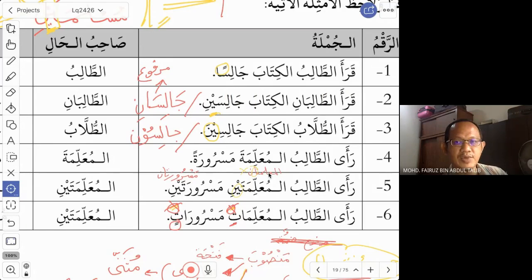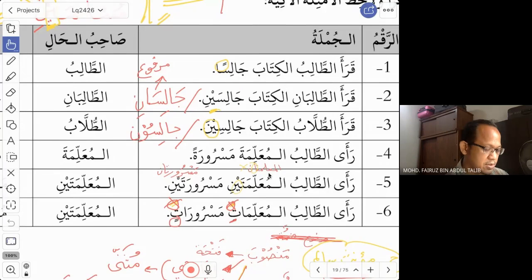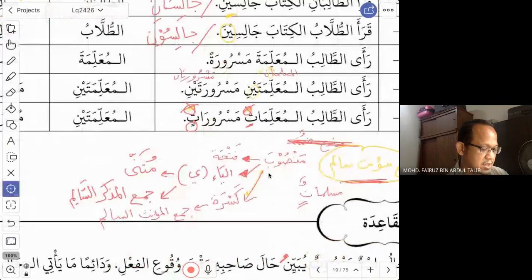So from our lesson, we have seen that hal is always mansub. So when it is mansub, you have to put a fathah. But we have also seen, from your other lessons, that when a word is in the state of mansub, most of the time you will use fathah, but sometimes you cannot use fathah. For example, if the word is musanna, then you have to use the ya version of the word.